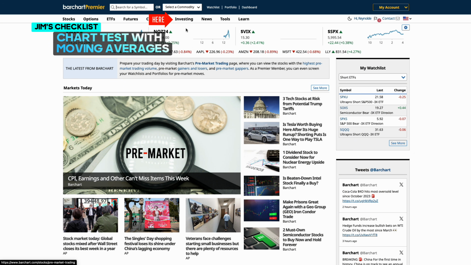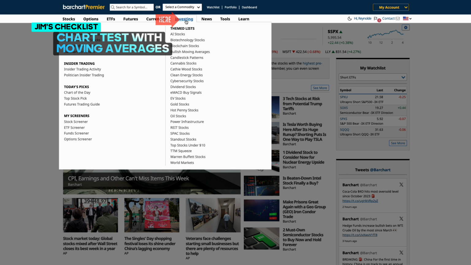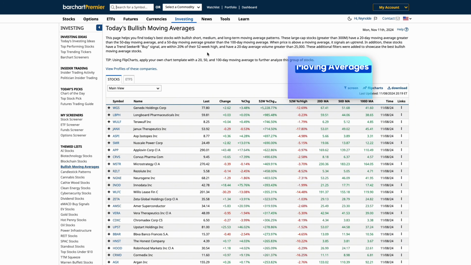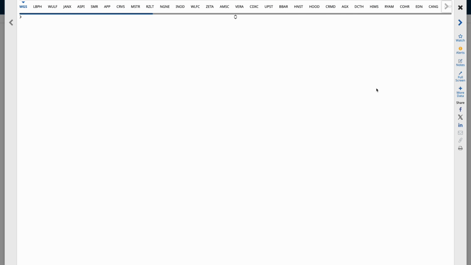Finally, we need to test where the rubber meets the road using moving averages. So let's use our bullish moving averages list. Here, we want to look for stocks where the 20, 50, and 100-day moving averages have a 1-to-1 slope with very minimal crossover. To get a better visual of the slope on the moving averages, let's use our flip charts here.